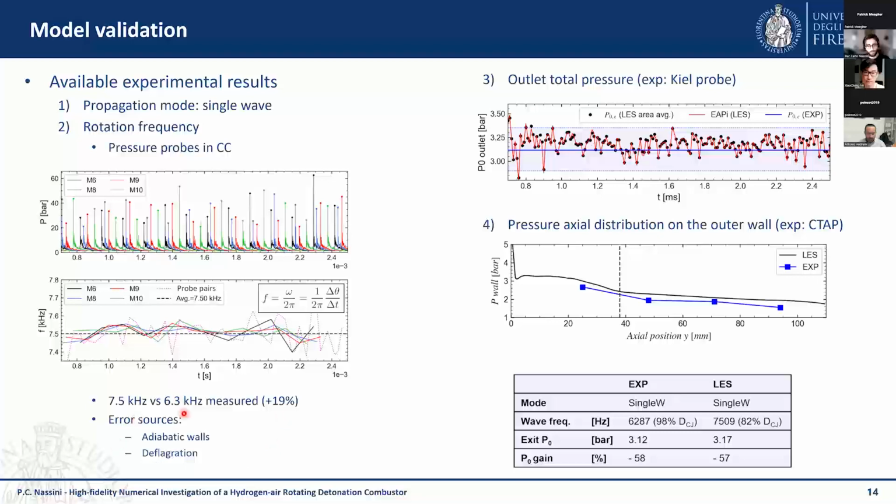This is probably due to uncertainties in our model, which is the use of adiabatic walls, while in reality, of course, the walls are not adiabatic, and also the very short duration of the test is associated with a very strong thermal transient of the walls of the combustor. But also, as I was saying before, in the combustion model we are also underestimating the deflagration speed. So this again could be a possible cause of our overestimation of the model.